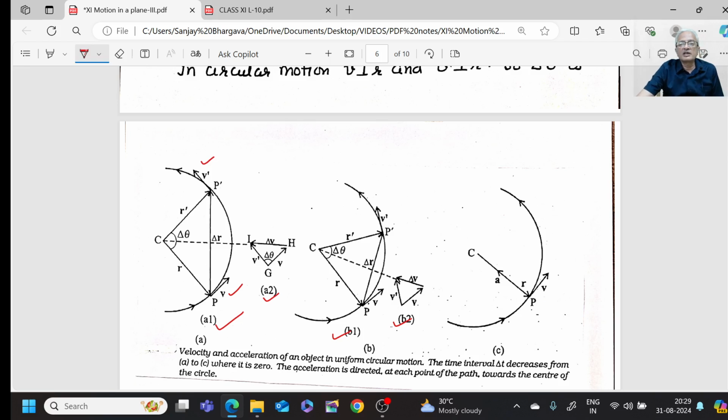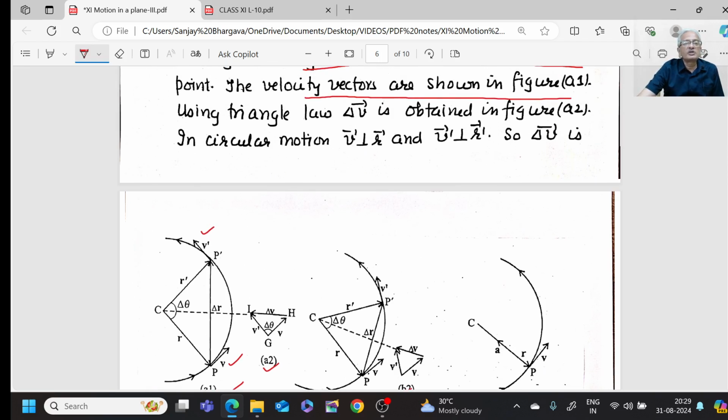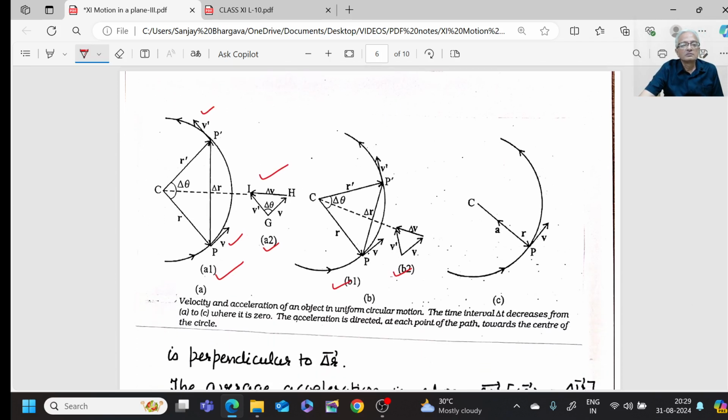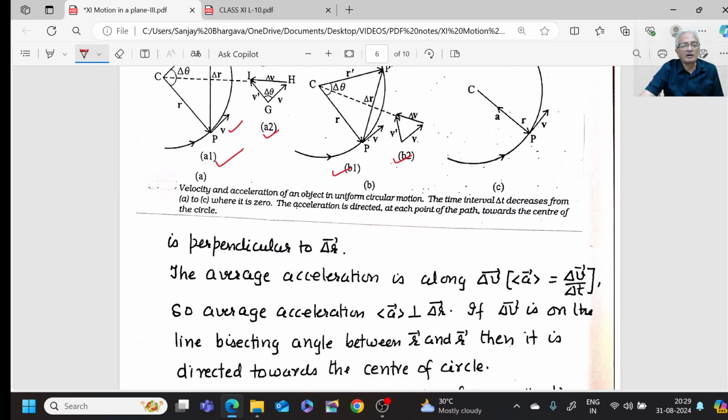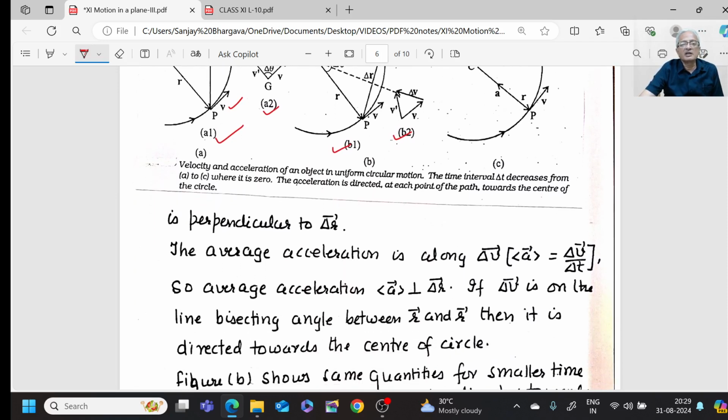So what does the text say? It says using triangle law, delta v can be obtained in figure A2. In circular motion, velocity is perpendicular to the radius and v dash is also perpendicular to the radius. So delta v is also perpendicular to delta r. The average acceleration is along delta v. So the direction of average acceleration is along the direction of change in velocity.